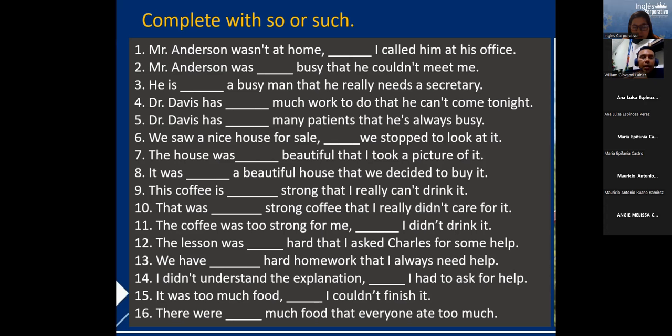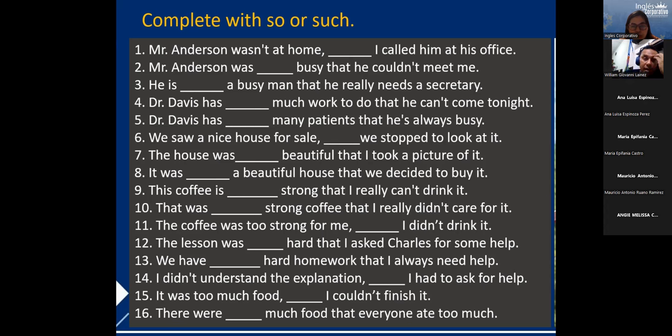Lo que es también la número 4 y 5, que son casi igual, pero solo cambian el much y el many, ¿verdad? Que en el many sería such. Y en el much sería so. No necesariamente. Porque ahí dice patients, todavía sigue más plural, ¿verdad? La contable. En la number 5. Dr. David has so many patients. Demasiados pacientes. So much work. Ah, entonces so siempre.